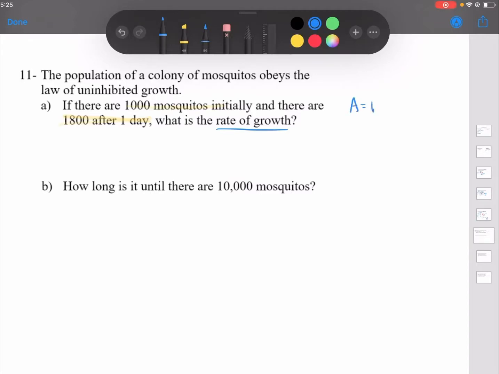So A equals P times E raised to the RT. Our A would be 1,800, so I'm going to go ahead and put 1,800 in. Our P, or our principal amount, what we start with, is 1,000. So I'll put 1,000 in. Our rate is what we're looking for, and our time is just 1 day.